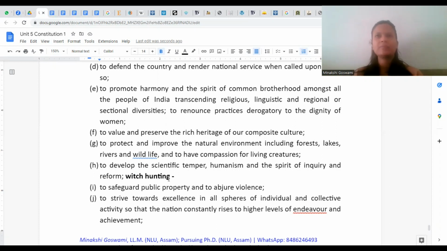So what is witch hunting basically? Take for example, there is a village. Say in that village there is one person A and one person B.